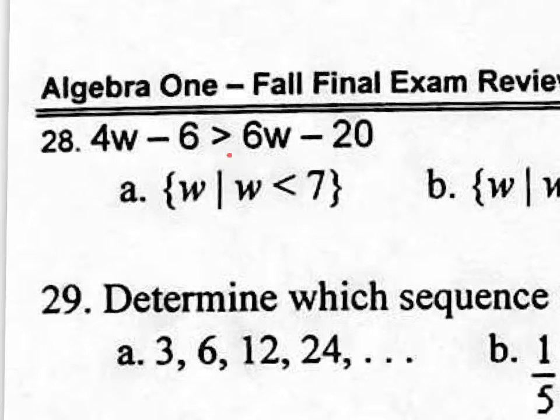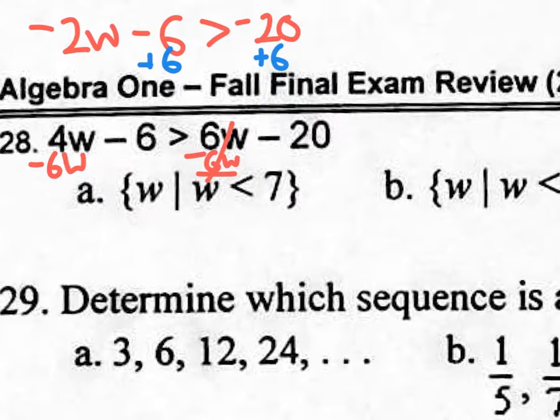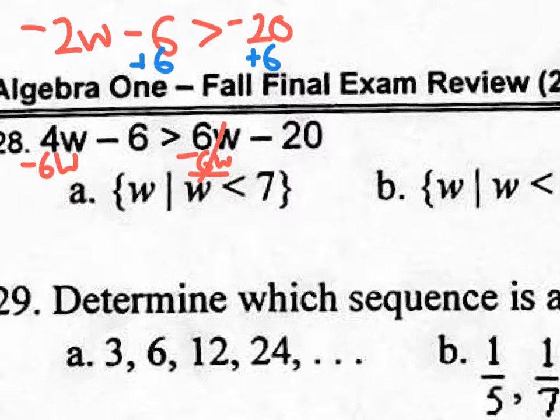So I am going to subtract 6W and subtract 6W. And I'm going to have a new inequality. Negative 2W minus 6 is greater than negative 20. Now I'm going to solve this by adding 6 and adding 6. And I'm going to have negative 2W is greater than negative 14.